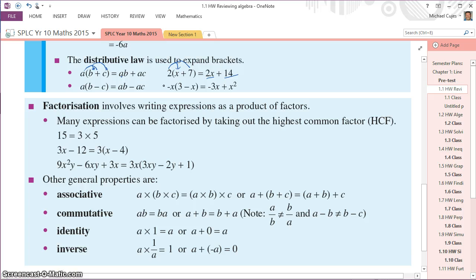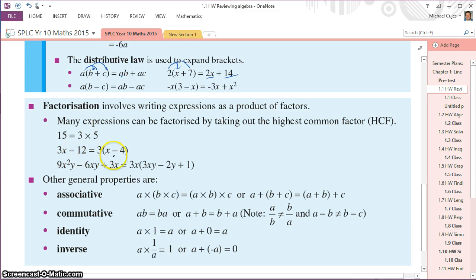But again, pretty straightforward. Factorization, writing expressions as the product of factors. Factors are things that multiply to give something else. So, we've all done prime factorization. 15 is 3 times 5.